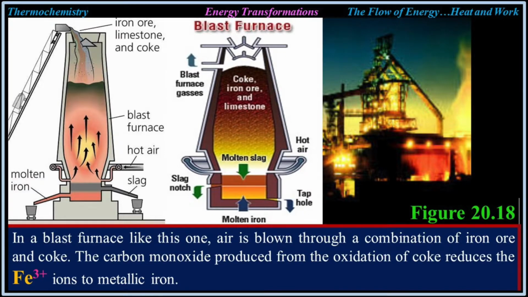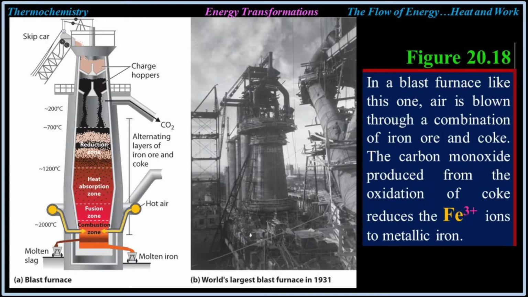In a blast furnace like this one, air is blown through a combination of iron ore and coke. The carbon monoxide produced from the oxidation of coke reduces the iron 3 ions to metallic iron. So here's a nice animated picture of a blast furnace. And here's another example, the world's largest blast furnace in 1931. I thought that might be interesting. And then you have an animated picture on the left, which explains a little bit further what a blast furnace is and how it works.